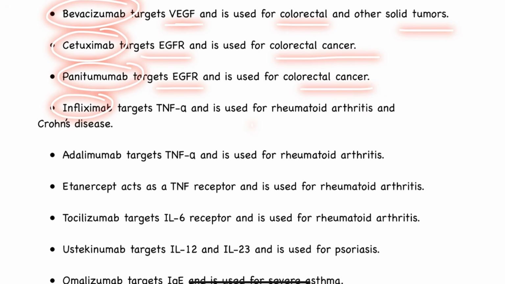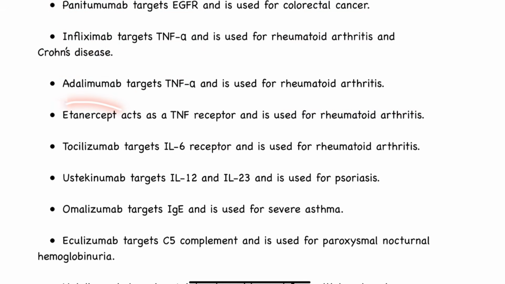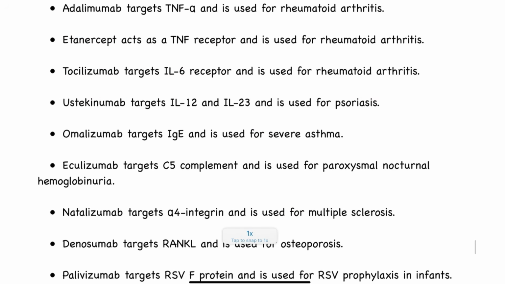And infliximab used as a TNF alpha blocker for rheumatoid arthritis and Crohn's disease, and adalimumab, again TNF alpha blocker, rheumatoid arthritis, and etanercept, TNF receptor blocker, rheumatoid arthritis. Tocilizumab, IL-6 receptor blocker for rheumatoid arthritis, and we can use it for asthma as well. And ustekinumab is going to block IL-12 and IL-23 for psoriasis.